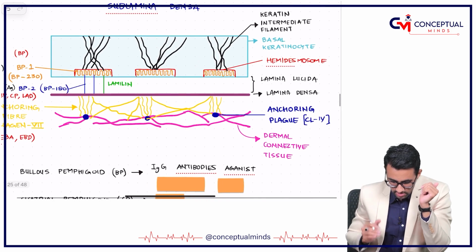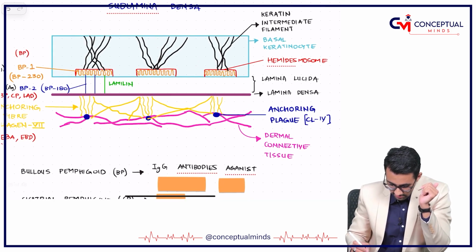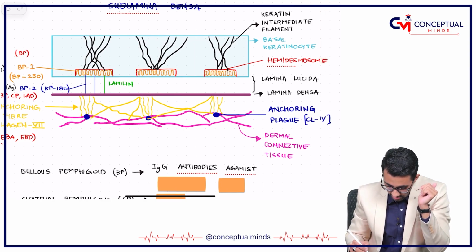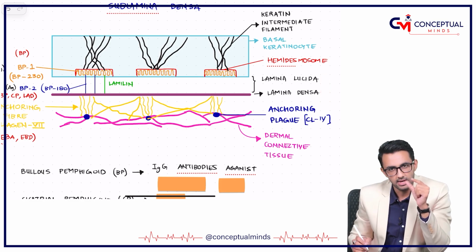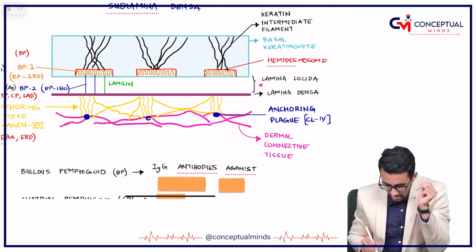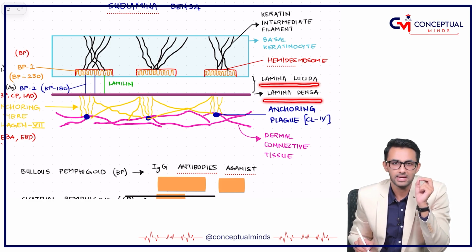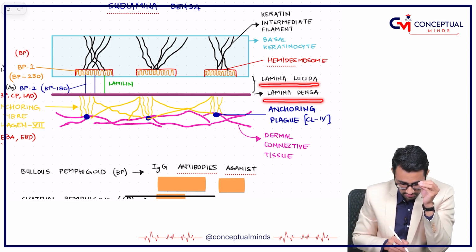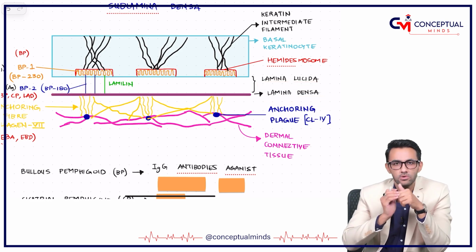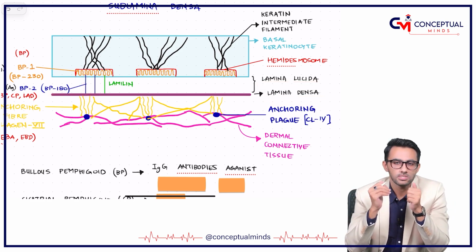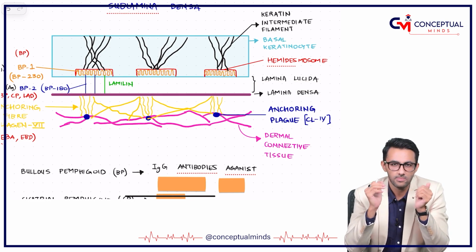Let us move on to the next layer. We are done with the keratinocyte, and over here we have the laminas. Inside the lamina there are two layers: first is lamina lucida and then lamina densa. And the lamina densa, as we just discussed, is connected by the BP2 antigen through the hemidesmosome.